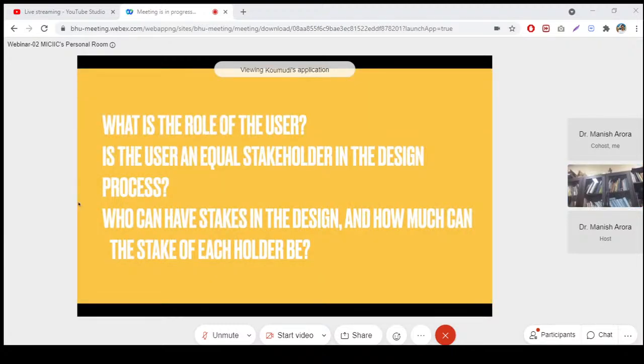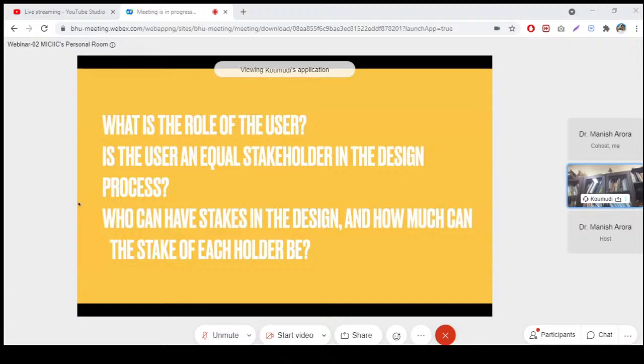This brings us to the question: what is the role of the user? Is the user an equal stakeholder in the design process? Who can have stakes in the design? And how much can the stake of each holder be? These questions raise doubts on the equitable participation of users in the design process.